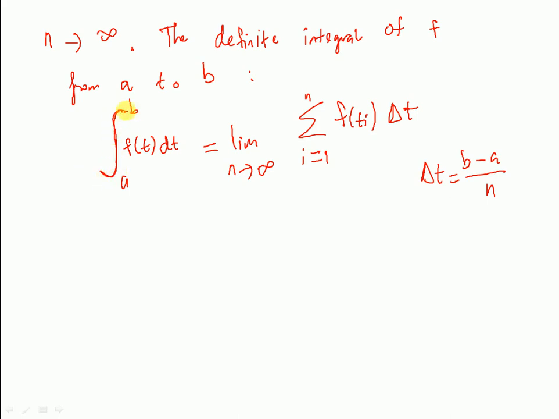So this one represents the value of the area when n is approaching infinity, and we have f of t and dt. This one again is a width. We're not using delta anymore, but we're using d to represent the width, dt, and f of t from a to b. So this one is called the definite integral of the function f from a to b.